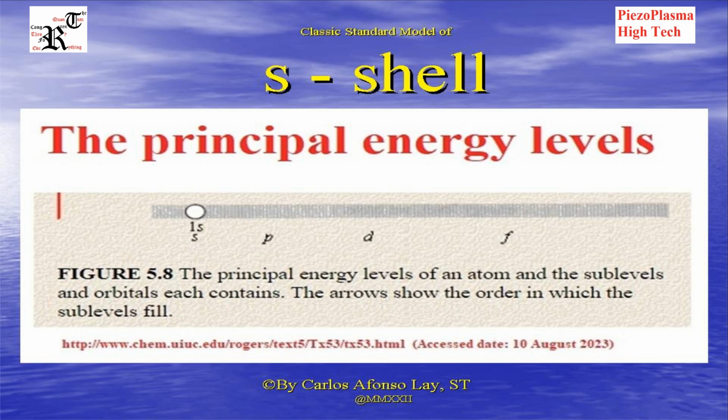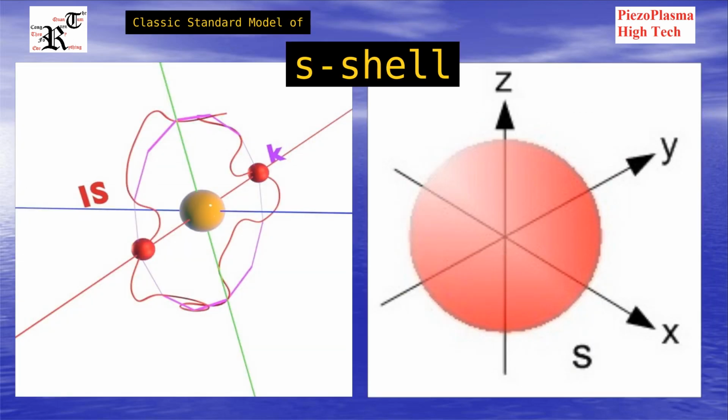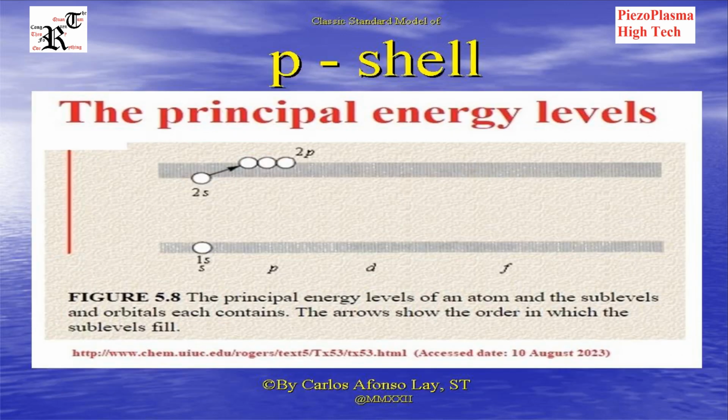How did the standard model get the shape of S, P, D, F, G, H, and I? I never told you, huh?